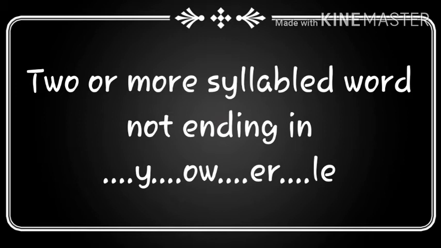Now there are two syllabled words, but they don't end with Y, OW, ER, LE, etc. They also you have to take more for comparative and most for superlative. Here are those words. Foolish, more foolish, most foolish. There are only two syllables, but they do not end with Y, OW, ER, LE, etc.